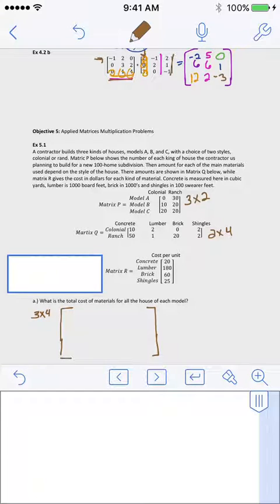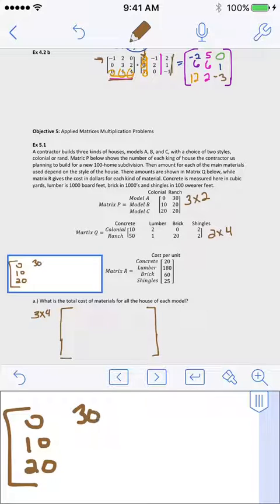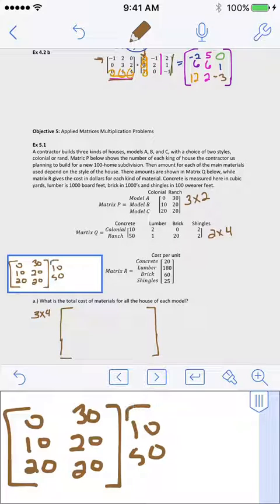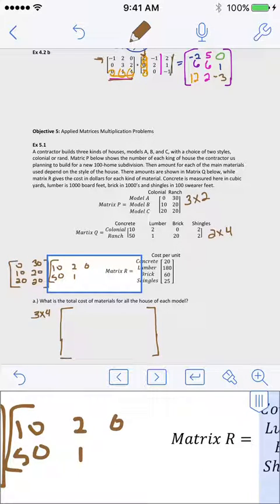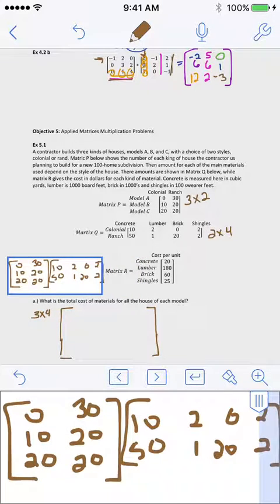Let's put the actual matrices themselves over here. So 0, 10, 20, 30, 20, 20. And 10, 50, 2, 1, 0, 20, and 2, 2. Now, before we move on, do you think it matters whether we multiplied P by Q or Q by P? Talk about that as a class for a sec. Do you think it matters if I maybe switched those? What do you think would happen if I put Q first instead of P?